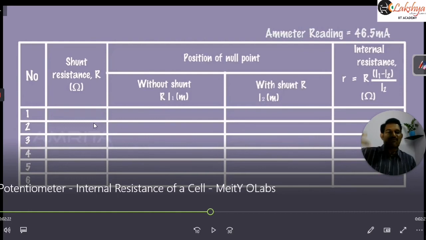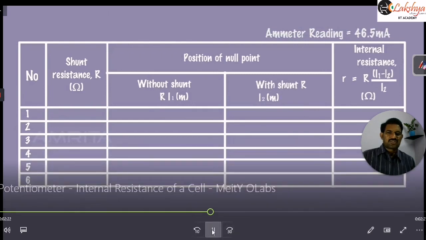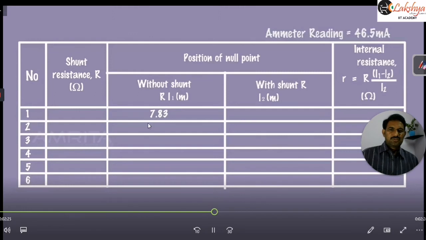Then again for the experimental procedure, we change this shunt resistance. We increase the shunt resistance there. Again we find the balancing length without connecting that resistance, and after connecting that resistance, and again we find these values. And finally we take the average values here. That is the procedure. So now without shunt, we are finding this value.